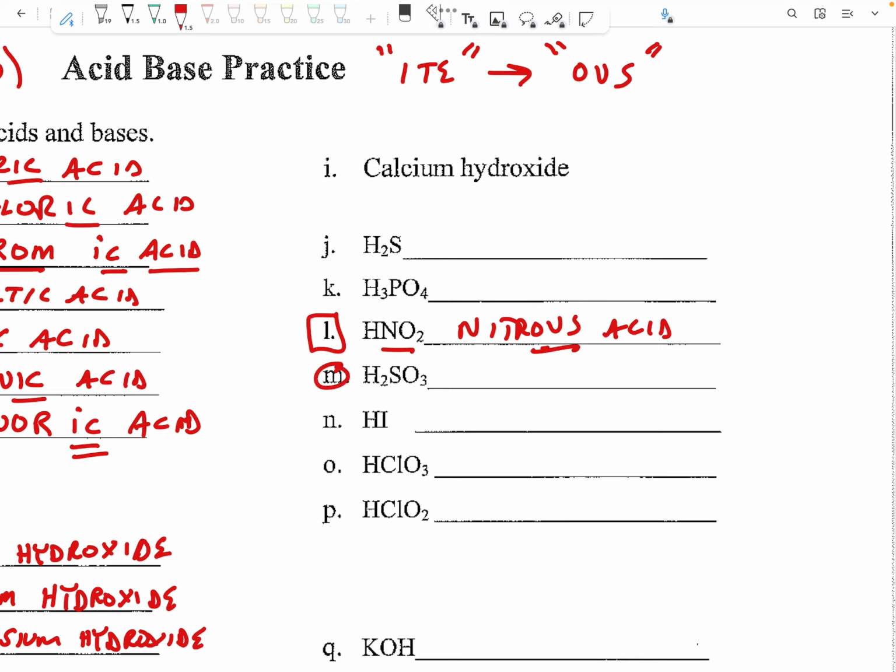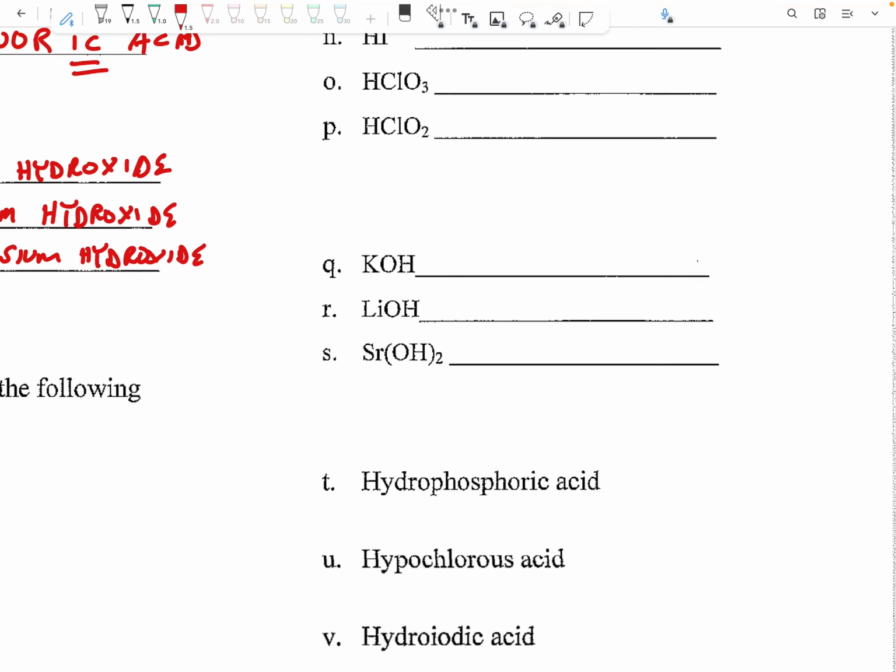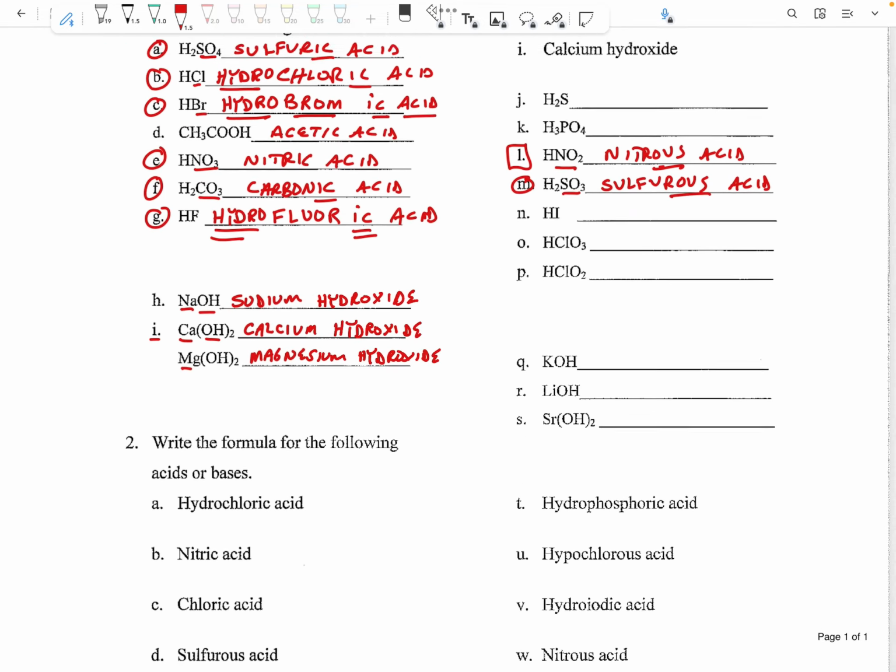SO3 for M right here. We don't use hydro. SO3 is a polyatomic ion. We go to our polyatomic ion chart, we find SO3, and we see this as sulfite. Well, sulfite, that's the ITE, that's going to change into OUS, okay? But now we have a little bit of a problem. We can't say sulfus. There's a little bit of a hiccup in the way we name this one. It's actually said a different way, and it would be sulfurous acid, okay? Sulfurous acid. And so that is the way we name the formulas.